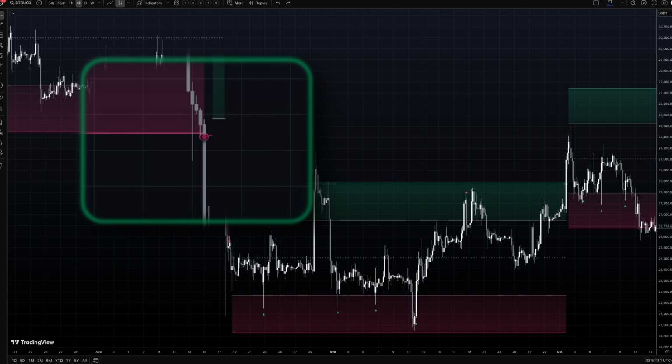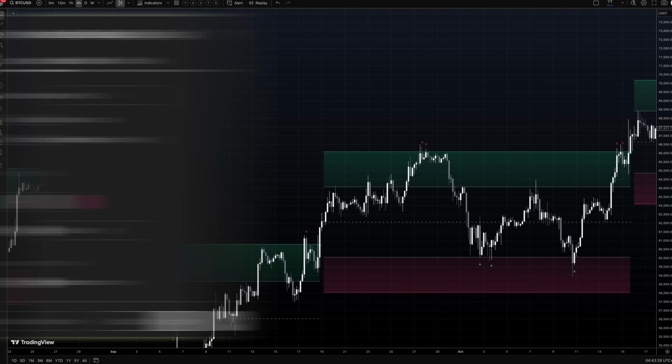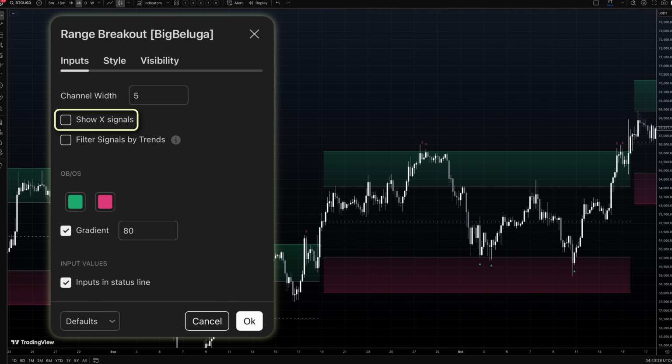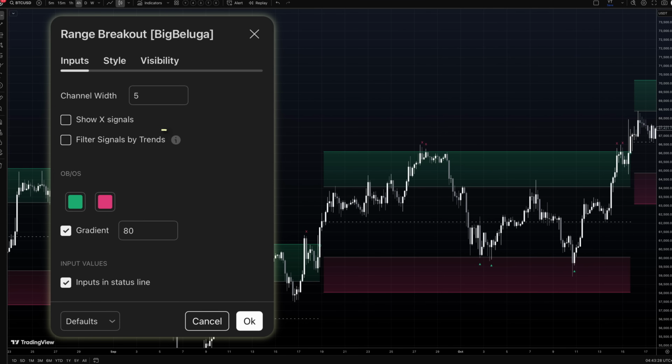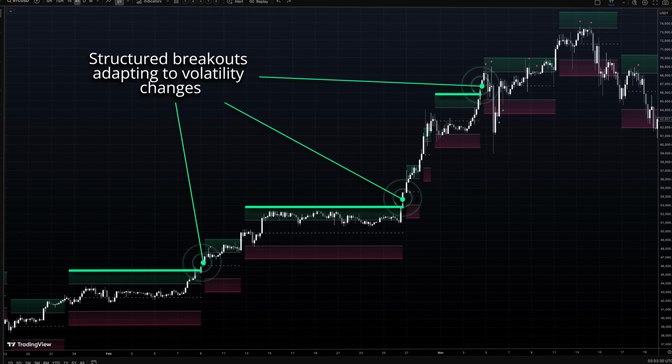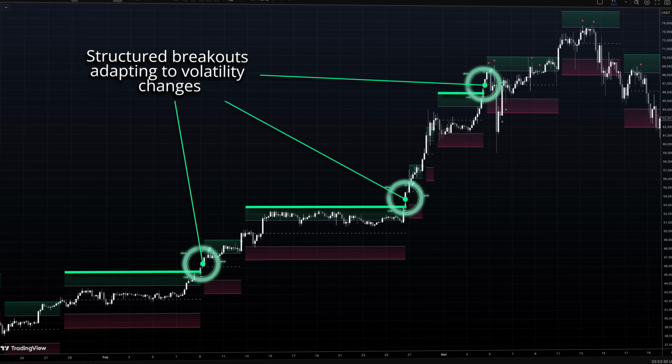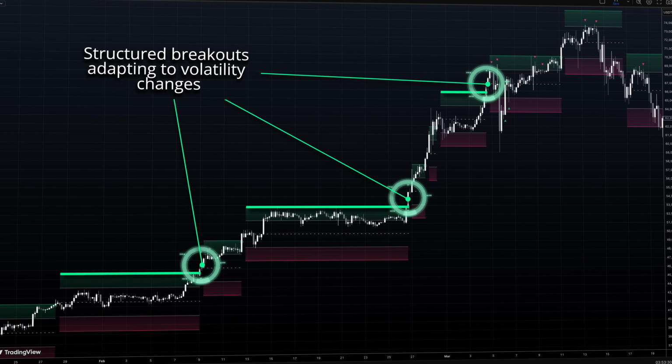Upon breakouts above or below the channel, the indicator marks the event with a distinct signal, suggesting potential trend shifts. Additional visual cues highlight midline crossovers, and optional X markers can flag possible fakeouts for those wary of false signals. Traders can choose to filter these signals based on the current channel trend, adding an extra layer of contextual relevance. This tool is well suited for traders seeking a structured breakout system that adapts to changing volatility.